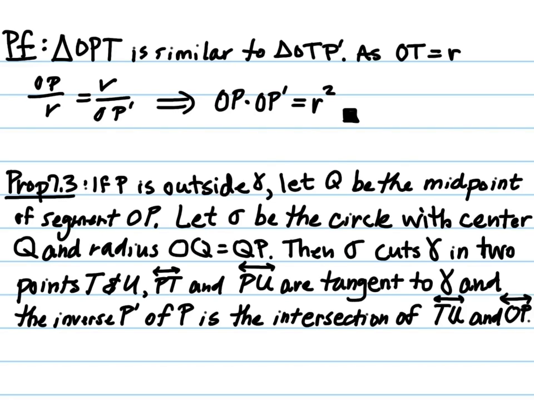Okay, let's draw a picture of this. You guys got everything written down at this point? All right, so draw a circle gamma with center O. It says that P is outside of gamma, so let's draw P outside of gamma. Here's OP, and Q is the midpoint of that. Let me make it so that it doesn't end up falling on the circle itself right here. So Q is the midpoint of this particular segment. So here's Q.